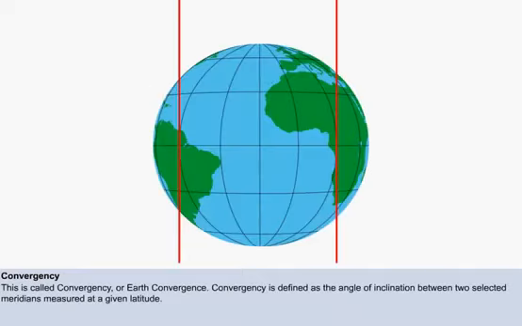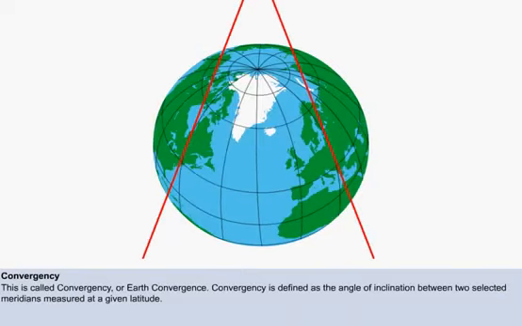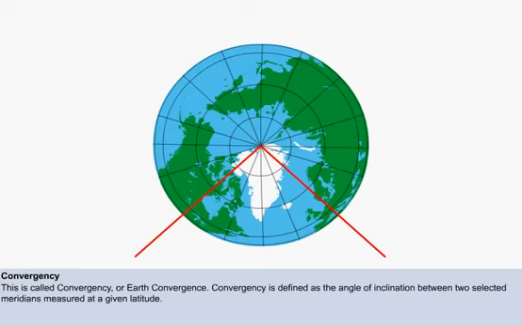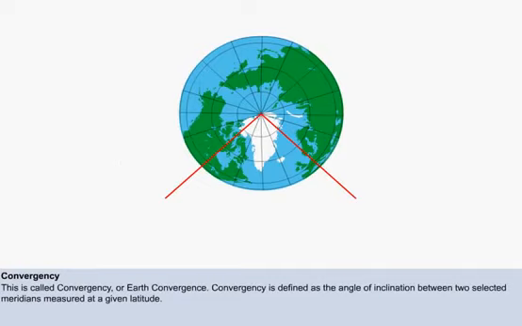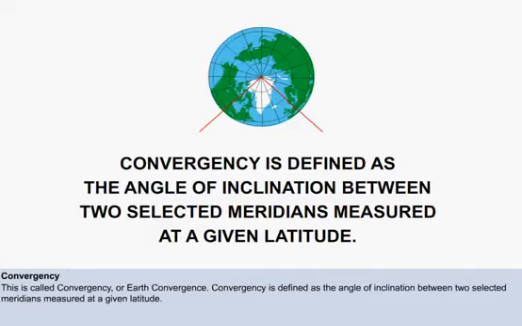However, latitude is as well. For the same change of longitude, the convergency at the equator is 0. At a higher latitude, it becomes an angle of inclination. And at the pole, it has the same value as the change of longitude. Therefore, convergency depends on both latitude and longitude, and both are part of the definition.